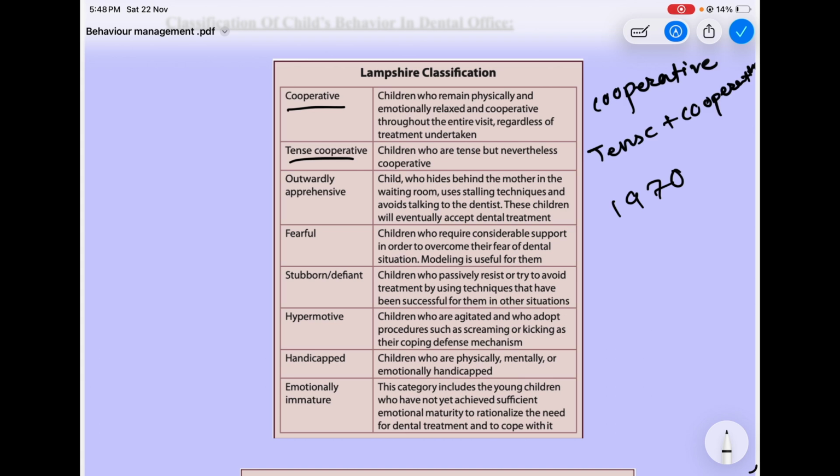Outwardly apprehensive. So, child who hides behind the mother in the waiting room, uses stalling techniques. So, stalling techniques are the method used to delay or postpone an action, decision, or event, and the purpose of stalling is to buy time so that there will be change in circumstances, avoid an uncomfortable confrontations, etc.